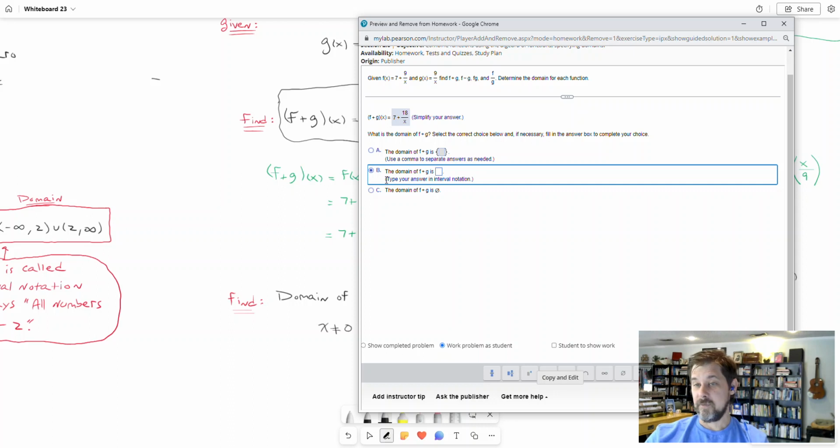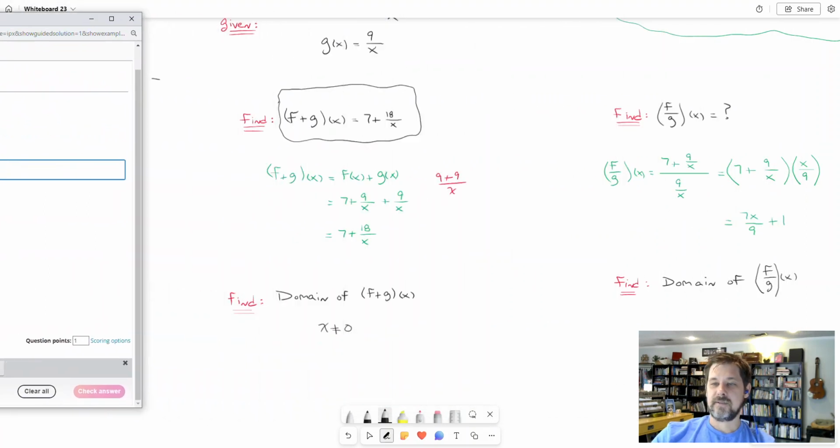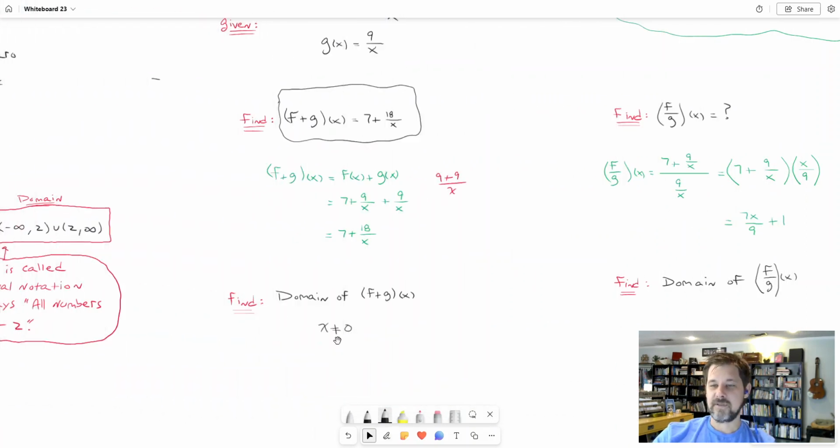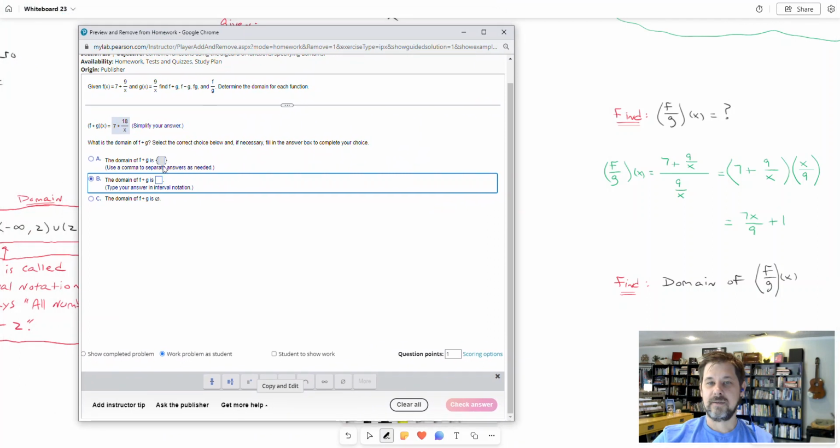Choice B is what we want, because I can express the domain of this function as an interval. X not equal to 0 as an interval is negative infinity to 0, union 0 to infinity. Okay? All right, that's what I want. That is like saying all numbers except 0. That says x can be anything except 0. So that's what I want to put in here.